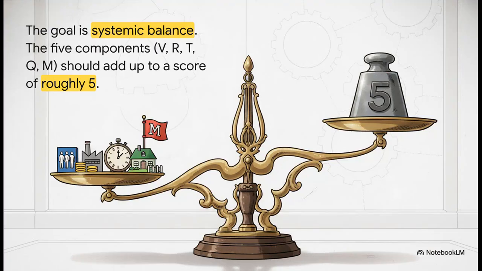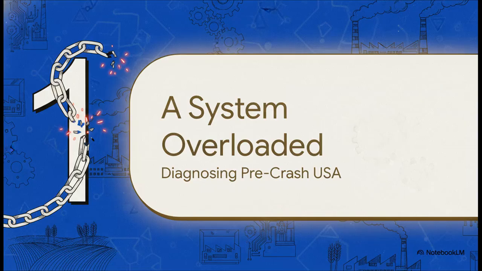So here's how it all comes together. The goal is balance. When you add up all 5 of these parts, V, R, T, Q, and M, a healthy, stable system should have a score of right around 5. If you get a number that's way too high or way too low, well, that's when you know you're headed for some serious trouble.